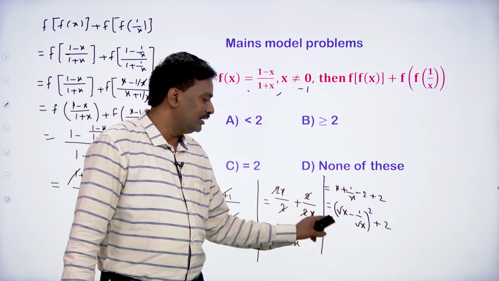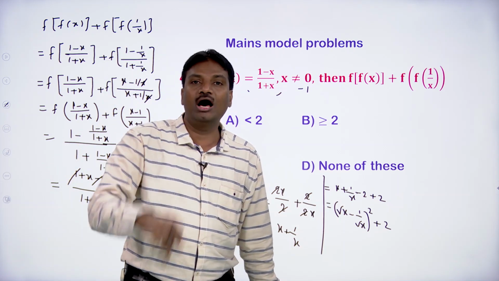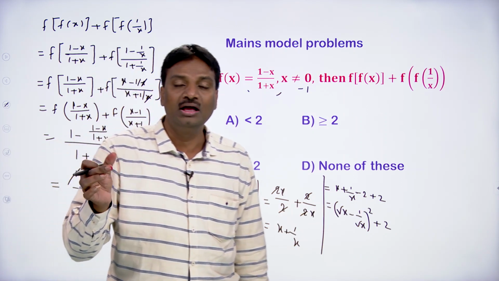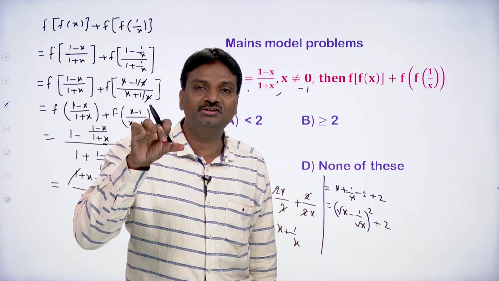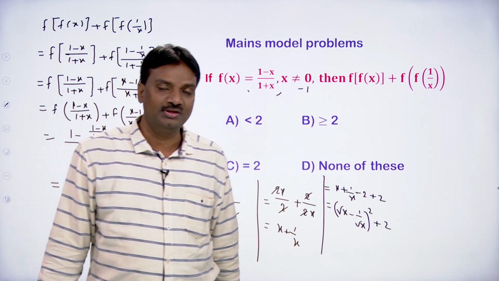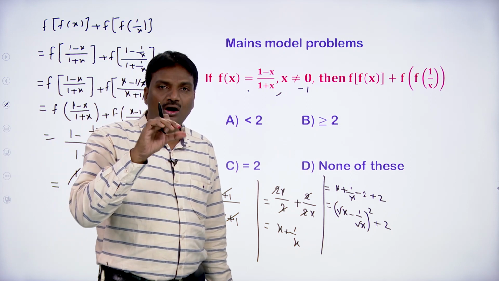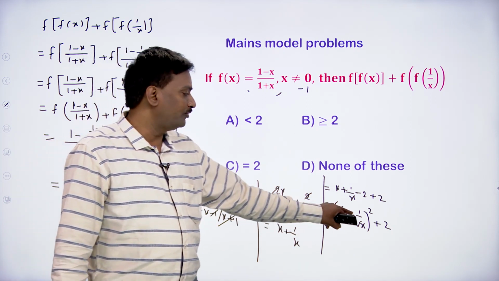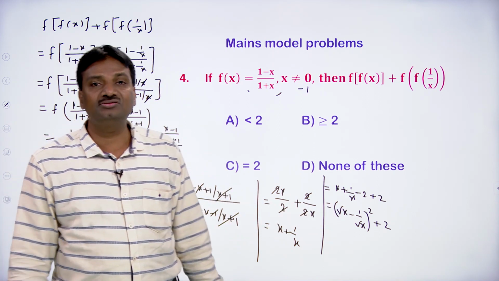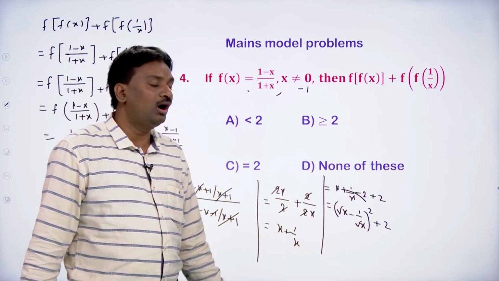So we can write x plus 1 by x minus 2 as (root x minus 1 by root x) whole square plus 2. Now the value of (root x minus 1 by root x) whole square may be 0 or positive. This cannot be negative because whole square is there. We know the square of any number is positive only. If the number is 0, then the square of 0 is 0. If the number is either negative or positive, then we know the square of that number is positive. The square of a negative number is known as positive. The square of a positive number is also known as positive. So that's why the value of this may be 0 or positive.